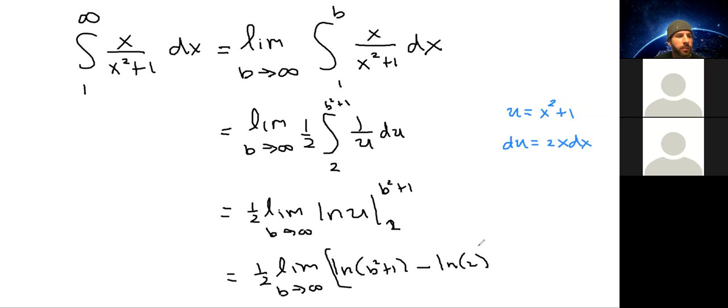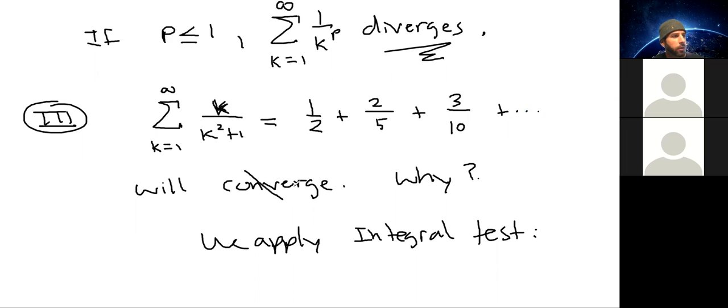Now, this limit is infinity. The log goes off to infinity. So what does that mean? Well, excuse me, this does not converge, it diverges. Because the integral diverges, that tells us the series diverges.